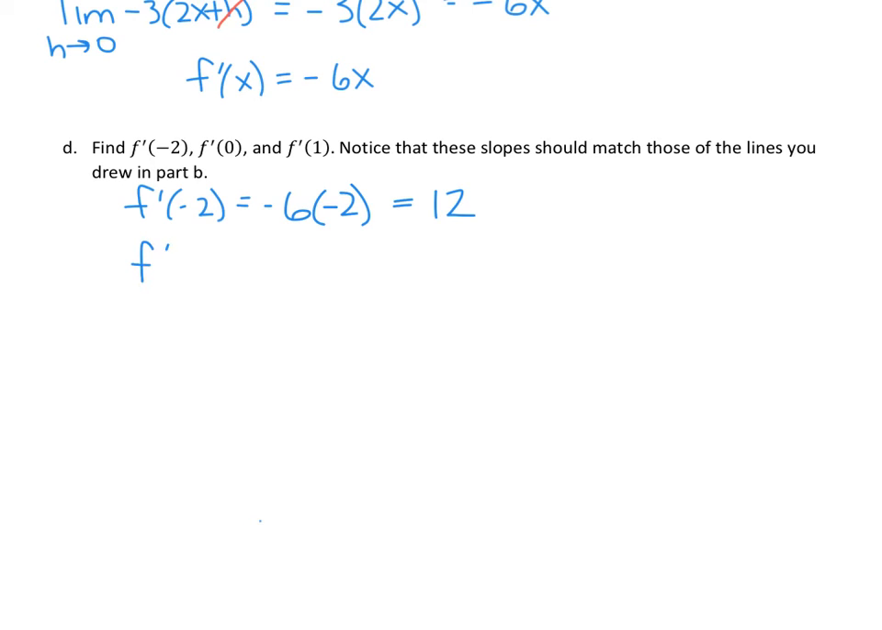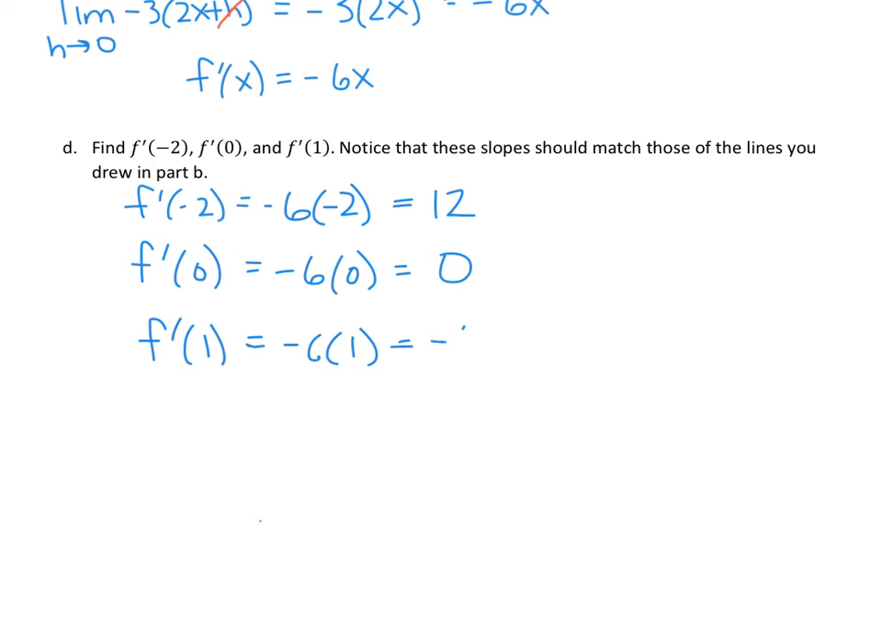And then finding f prime of 0, plugging 0 into our f prime, we have negative 6 times 0, which is 0. So the slope of the tangent line at x equals 0 is 0. Now f prime of 1, plugging 1 into our derivative there, we have negative 6 times 1, which is negative 6. So the slope of our tangent line at x equals 1 is negative 6.